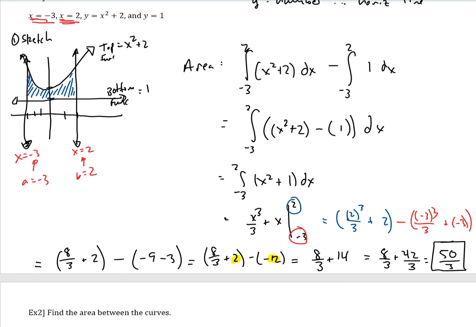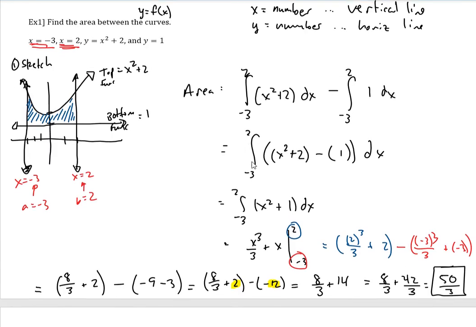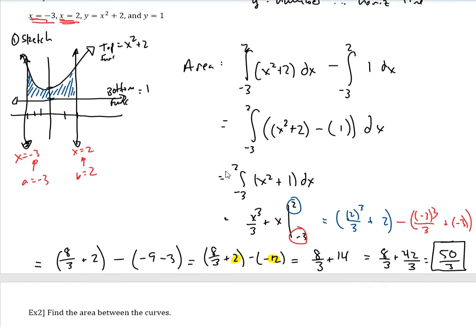Okay, so that's how we could do it. So this is if they give us polynomials. So the top function is a polynomial. The bottom function is also a polynomial. It's just a constant one. Okay, but that's it. So the area between curves, again, I think it takes a little less effort than some of the other area problems.